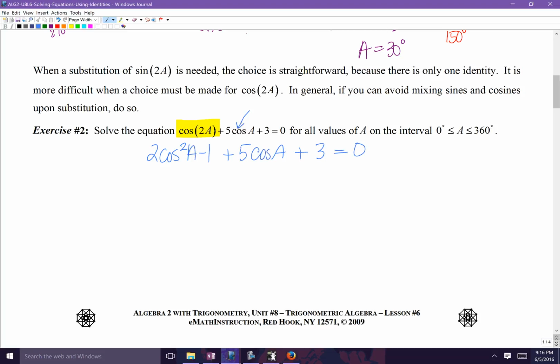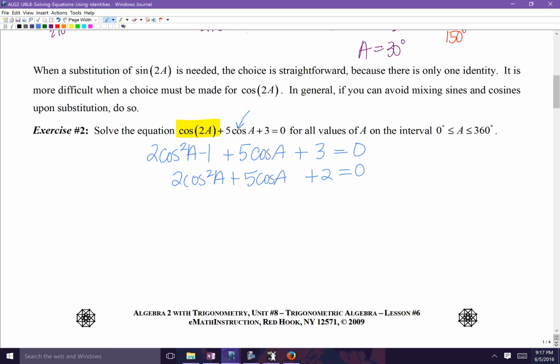And this looks kind of messy, right? So let's see, what can I do here? I'm going to combine some like terms. So I have 2 cosine squared a. I have a minus 1 and a plus 3, so I'm going to take care of that. That gives me plus 2. All right, this still looks kind of messy to me. It just looks like there's a lot of stuff in there.